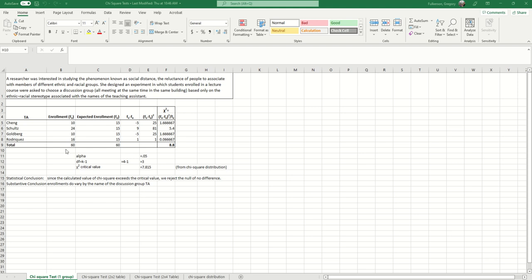Hi there, this is a quick tutorial on our chi-square test Excel calculator, and I'm on the first tab, which is a chi-square test for a single group, also known as a goodness of fit test. You see these things referred to differently in different texts.